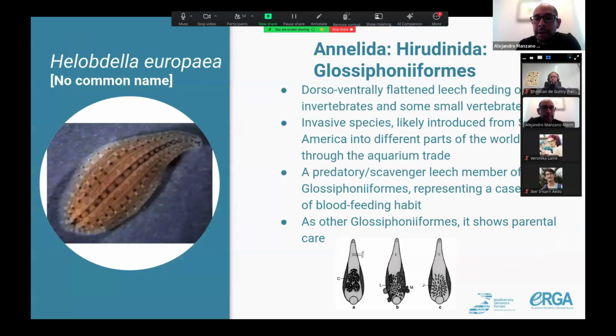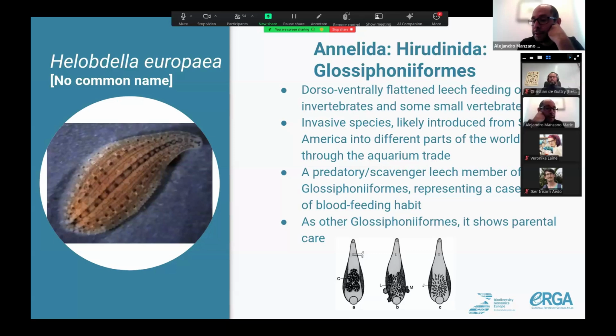This leech is a member of the Glossiphoniiformes, which are dorsoventrally flattened leeches that hold a proboscis instead of a jaw, like most leeches that many of you might be familiar with from ponds in Europe. It's also, as I said, an invasive leech, which probably came originally from South America, from an unspecified source or sources, and then has been spread throughout the world through the aquarium trade.